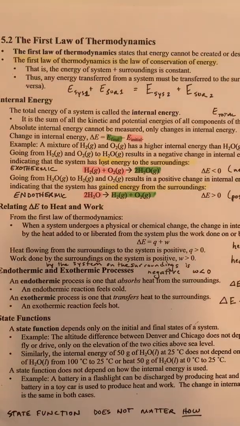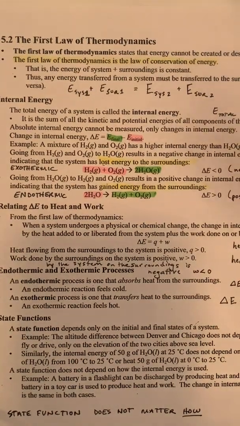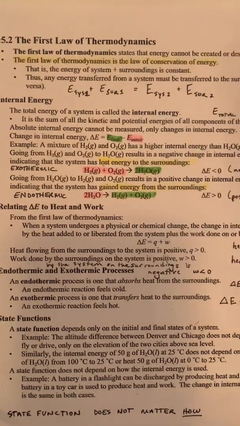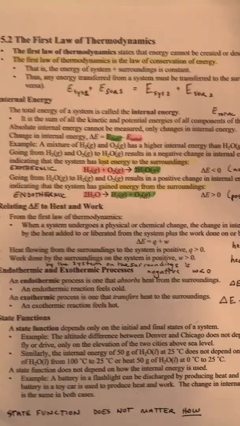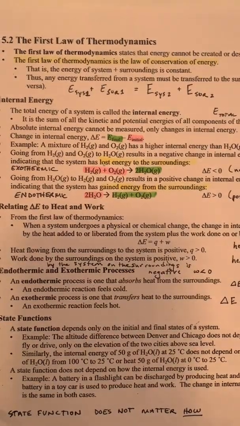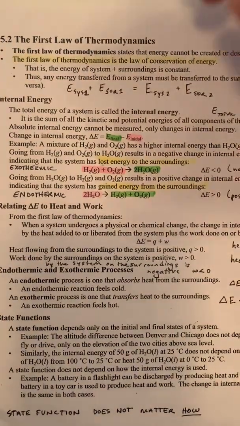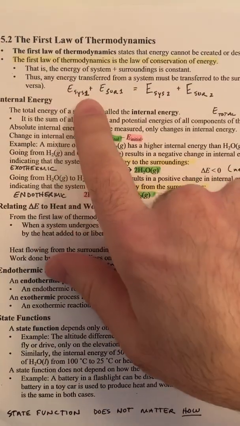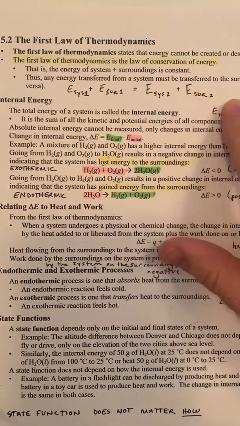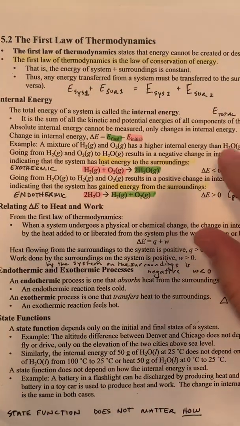Okay, so the law of conservation of energy: it can't be created or destroyed. It has to come from somewhere, it has to go to somewhere. We had the law of conservation of mass, right? Matter can't be created or destroyed. Energy is the same concept in terms of what we're doing here. It says any energy transferred from a system must be transferred to the surroundings and vice versa.